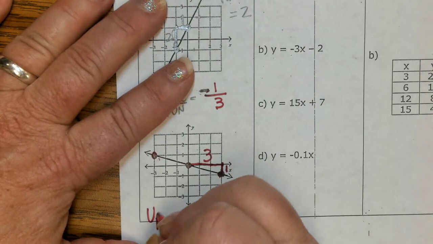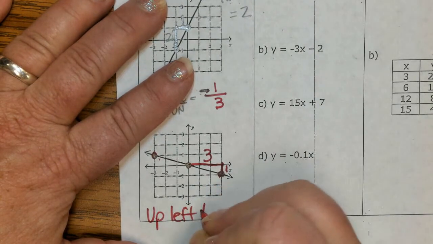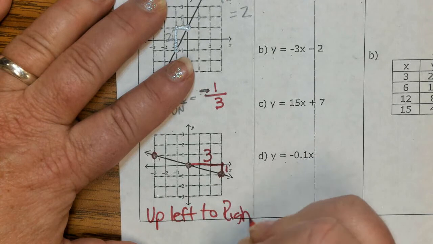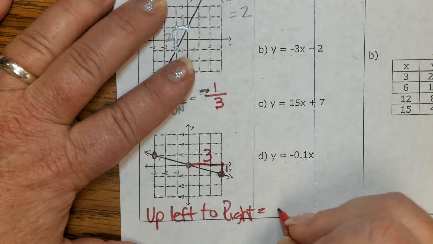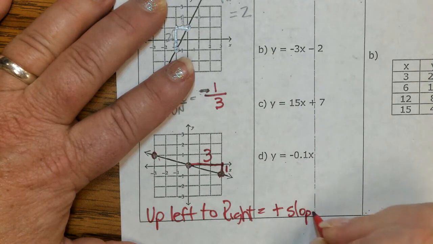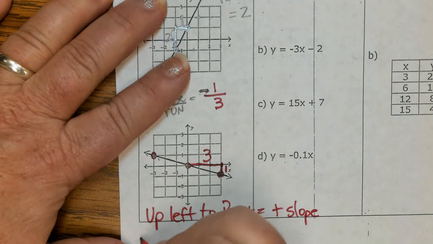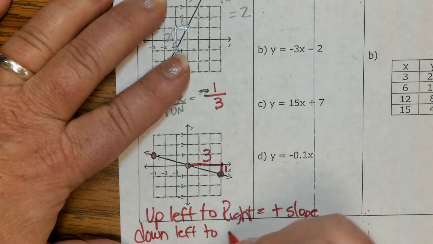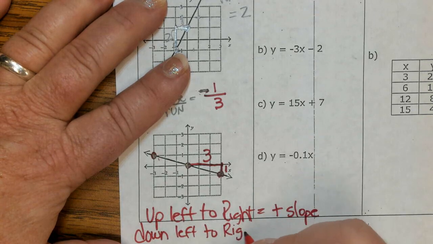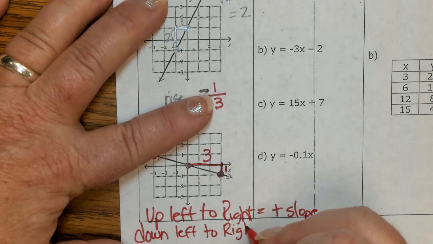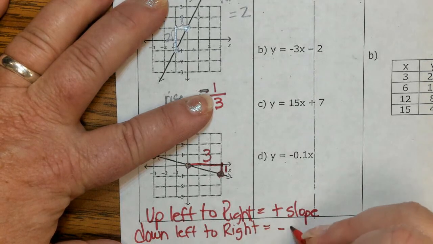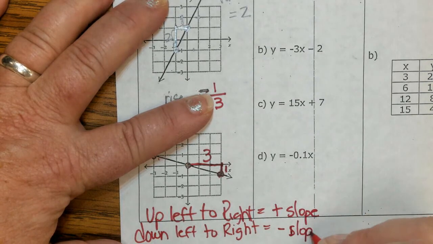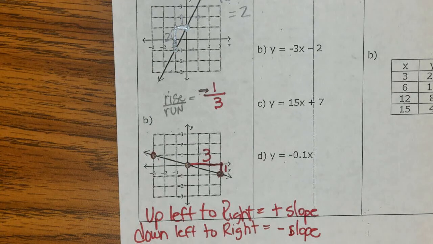So up, left to right is positive slope. Down, left to right is negative slope. And in algebra, we're going to learn about no slope and zero slope.